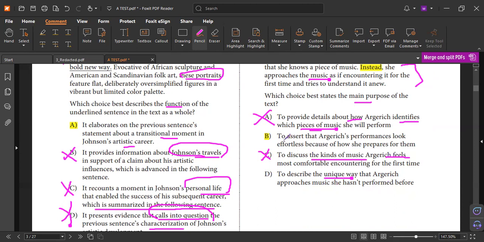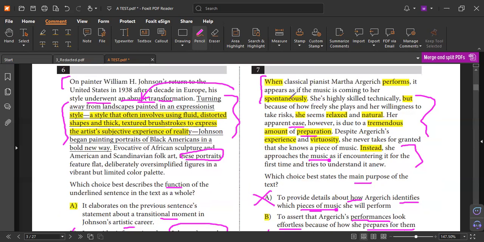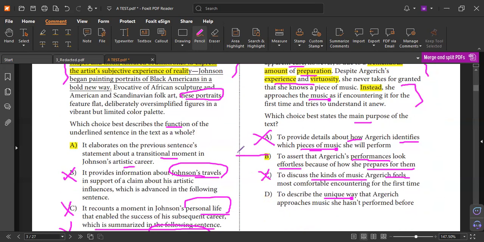We could look to B to confirm that the performances look effortless. That means she does not make efforts when she performs because she prepares for them. Do we have any evidence for this? Yes: a tremendous amount of preparation, and it appears as if the music is coming spontaneously. Yes, and she has a lot of experience and virtuosity. That means we have details for letter B.